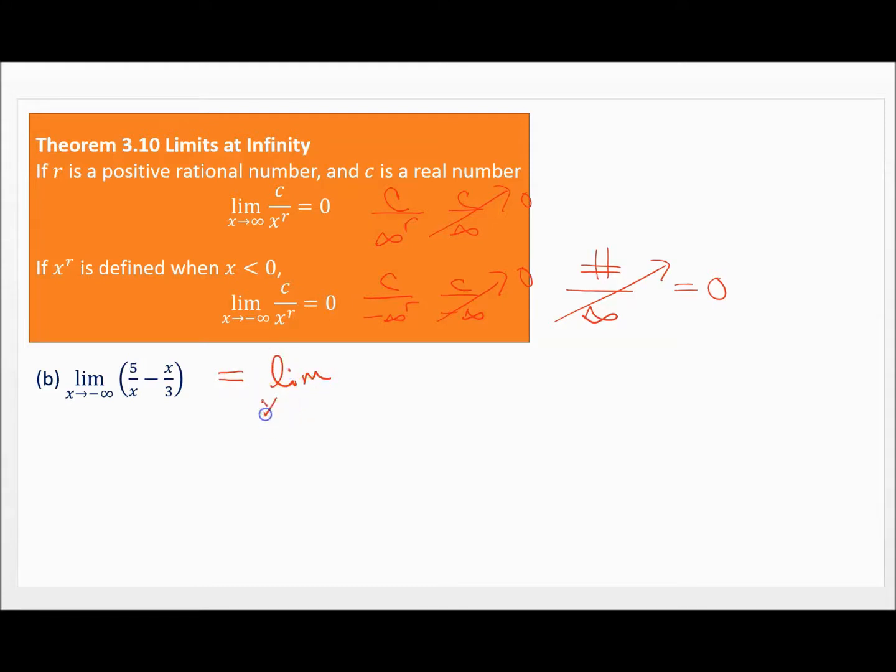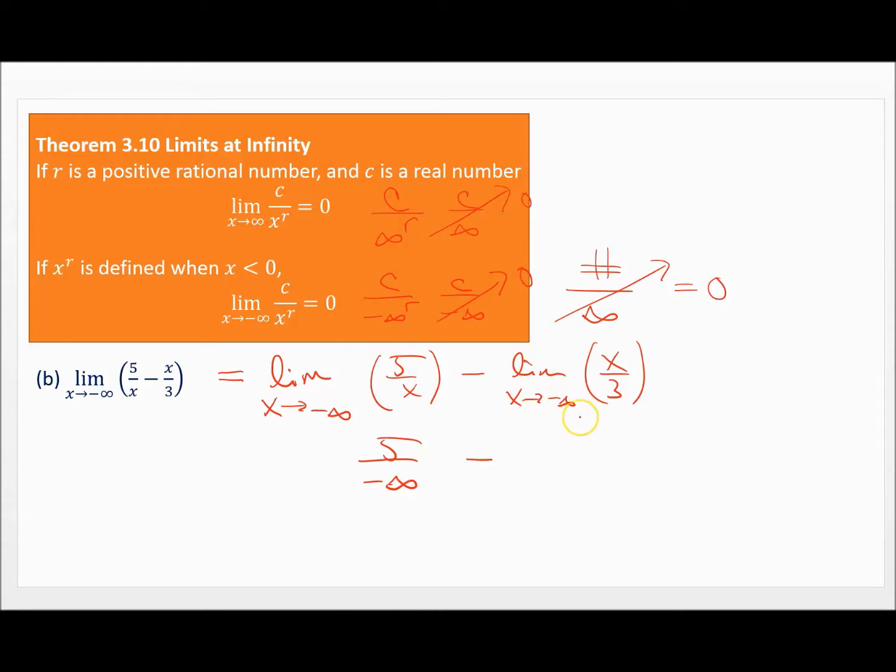So I can say the limit as x goes to negative infinity of 5 over x minus the limit as x goes to negative infinity of x over 3. Okay, then you're plugging in negative infinity right here. That's 5 over negative infinity. Now, we have a theorem for that. We don't have to go far to look for it. Just look up. Okay, we know that's 0.